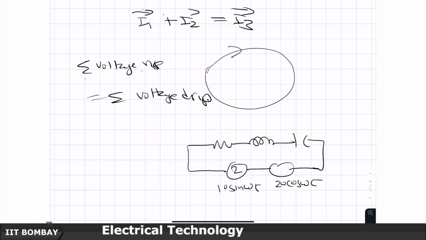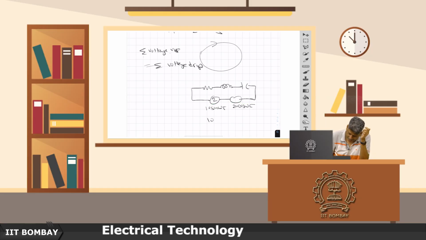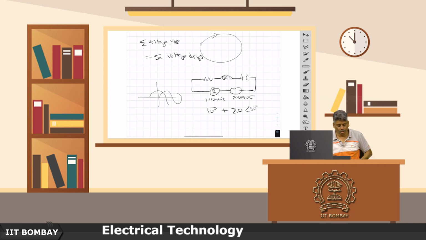I can superpose the phasors and get the answer, or I can write this as a phasor of 10, and write 20 cosine as a phasor of 20 with an angle of 90 degrees. I can add these two phasors together, get the resultant voltage and then solve the RLC circuit. I can do all that.